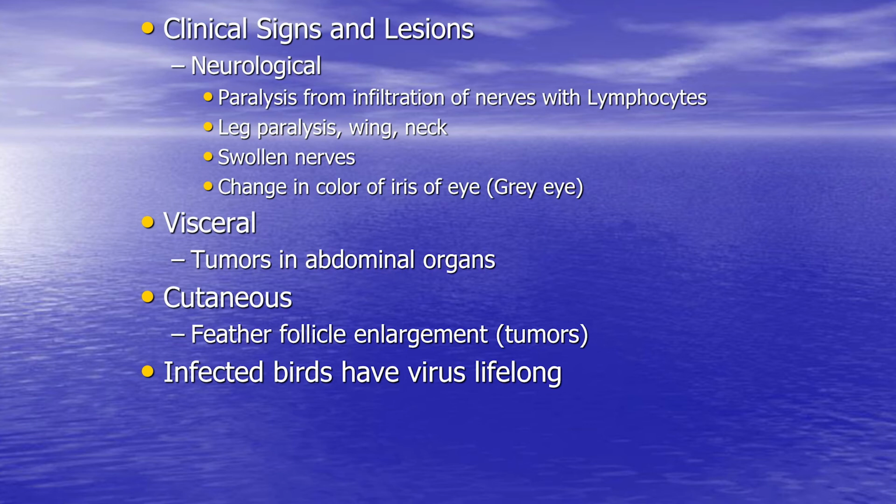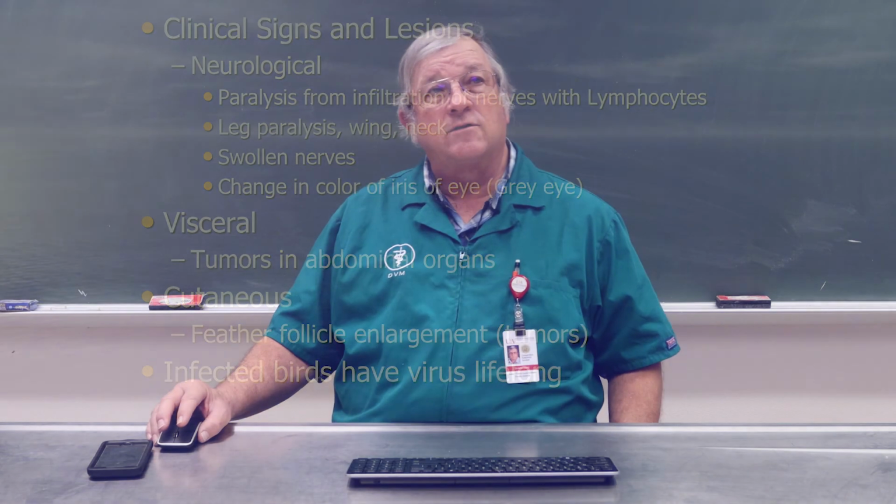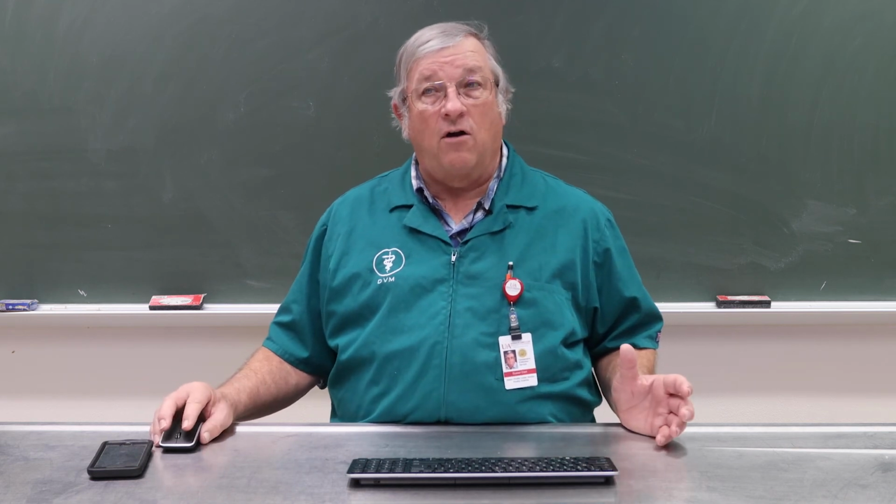Visceral form, you'll have tumors in the abdominal organs, such as the liver. Cutaneous form gets in the follicles where the feathers develop, and those feather follicles are enlarged. In other words, the skin has these lumps and bumps on it, and these are little tumors. Now, an infected bird has the virus lifelong.